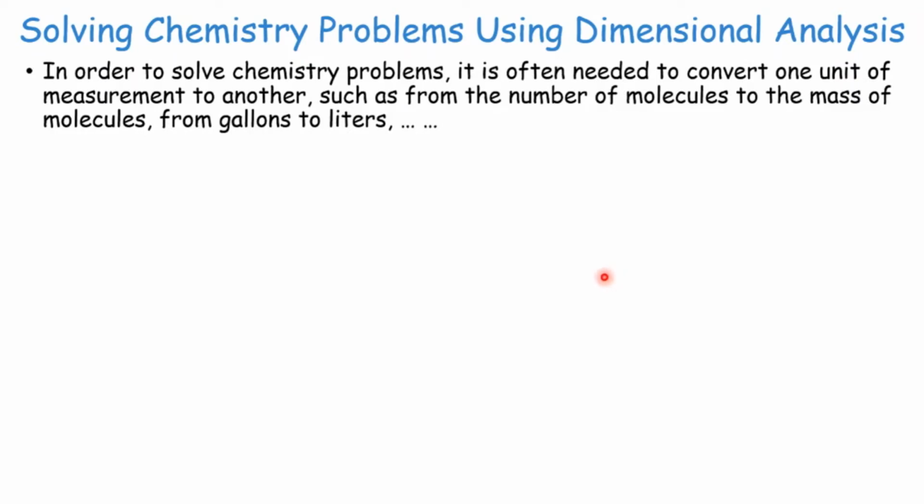You see, in chemistry, in order to solve a problem, very often we need to convert one unit of measurement to another. For example, we need to convert from the number of molecules to the mass of molecules, from gallons of milk to liters of milk, and so on and so forth.